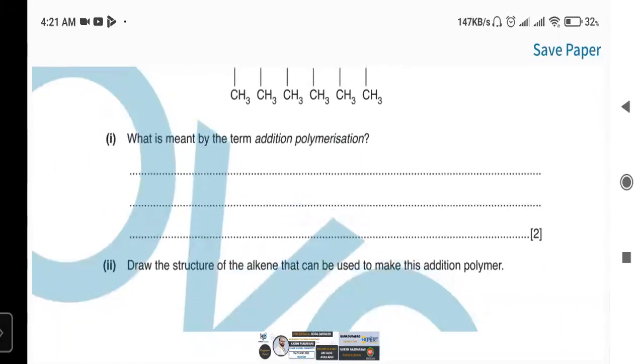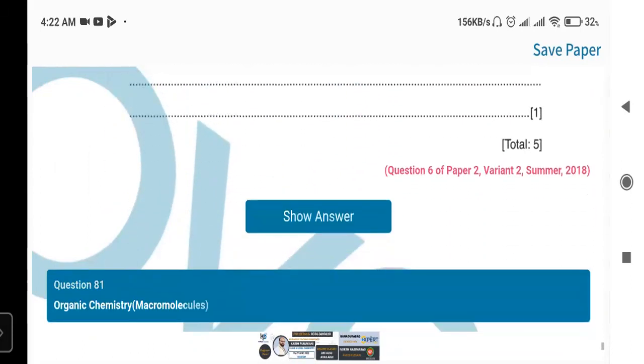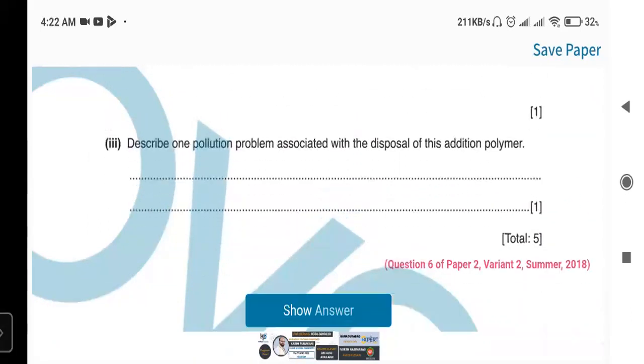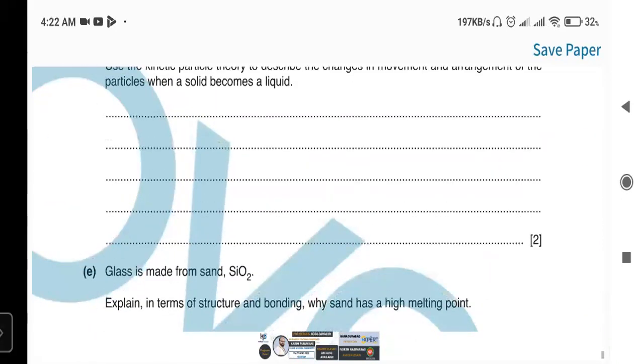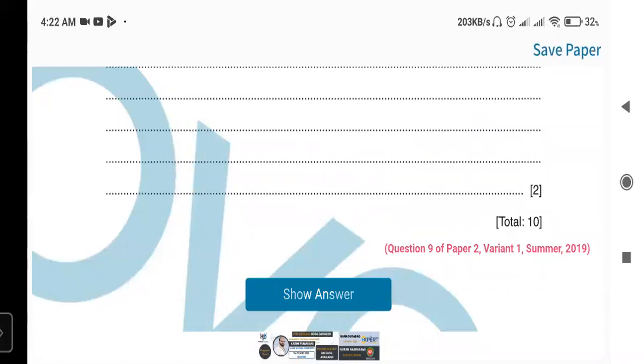Now, what is the meaning of addition polymerization? That means in addition polymerization, no small molecules are lost. The units are just added. No loss of small molecules, no loss of mass. But in condensation polymerization, small molecules are lost. That means some mass is lost. Pollution problem caused by the disposal of addition polymer. You know that plastics and polyethylenes are all addition polymers. So they would remain the same. Yes, that would do for polymers.